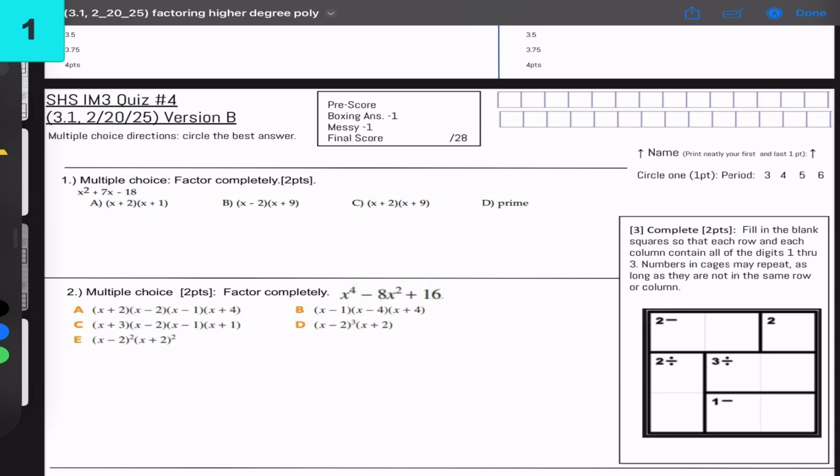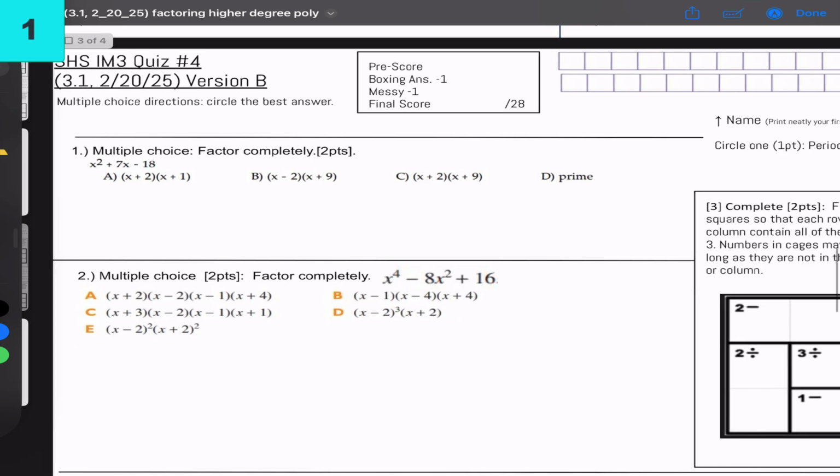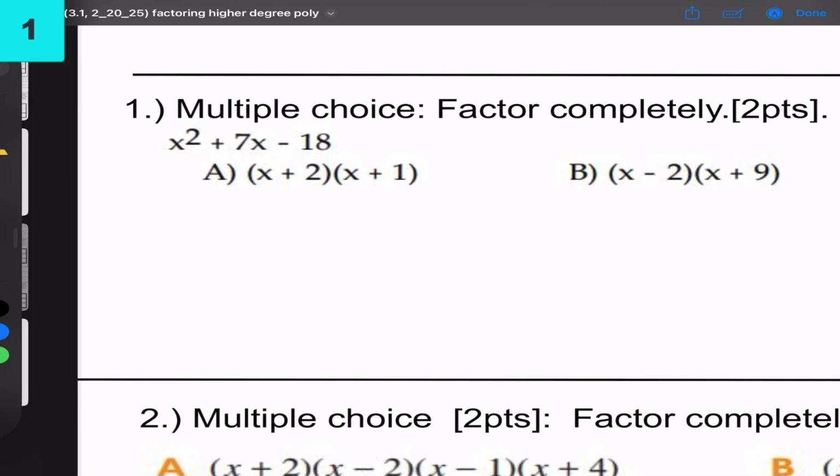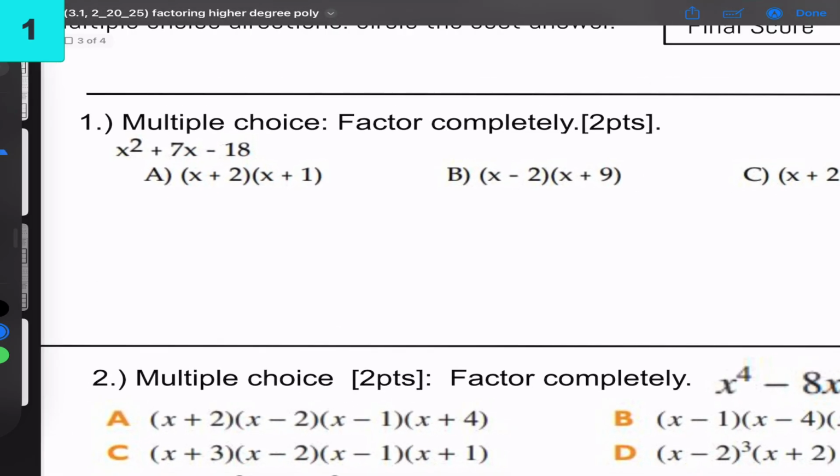Hey guys, this is Mr. Ng going over version B of our quiz, February 20th, 2025. It tells us a factor. You're always going to first count how many terms. 1, 2, 3 terms. And then half of 2 is 1. So that means I can use my Xbox method of factoring.